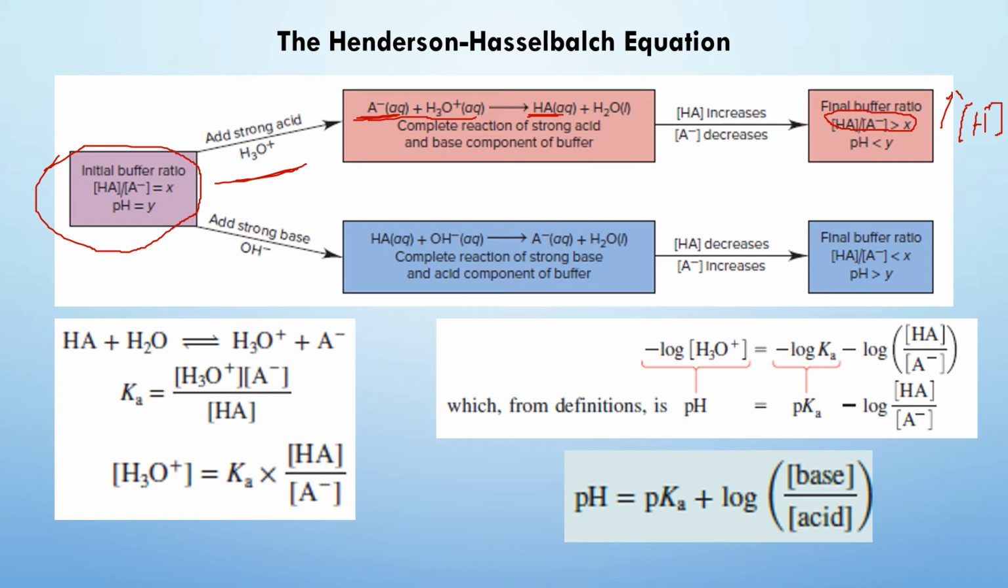For the opposite direction, when you add the base, that base will react with the acid that already exists in the buffer. So that will decrease the concentration of the acid, but increase the concentration of the conjugate base. So this ratio is going to be smaller, and the proton concentration also becomes smaller, so the pH will increase.